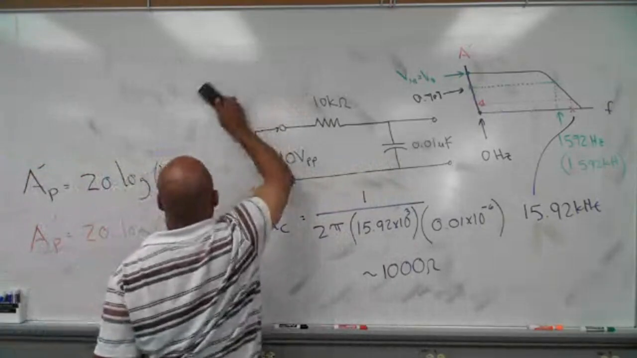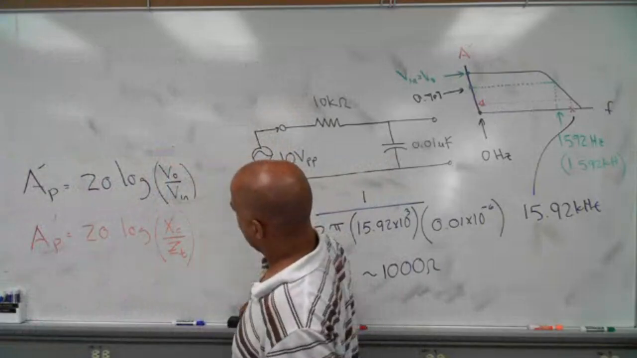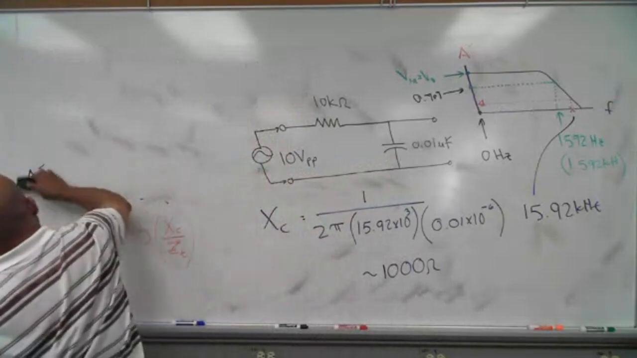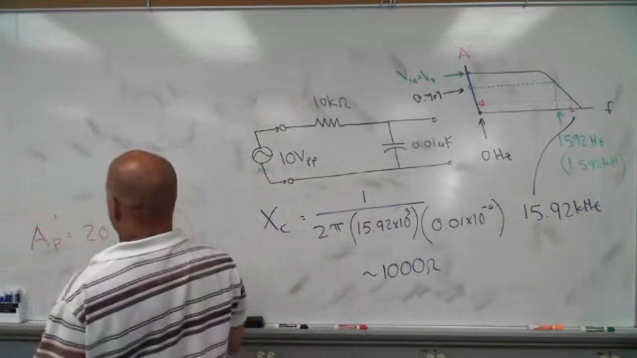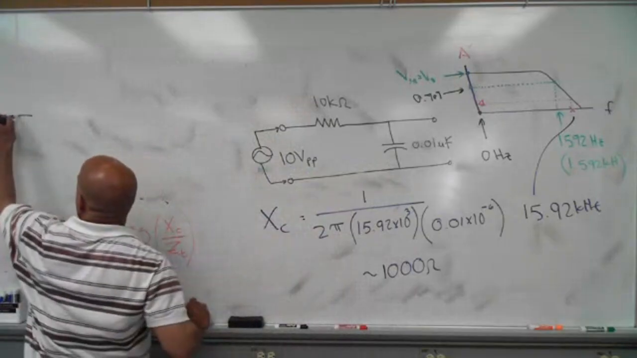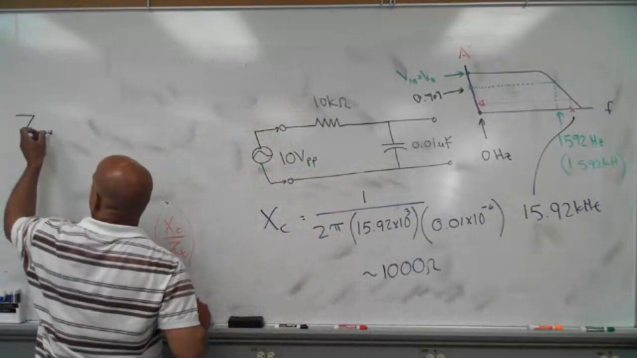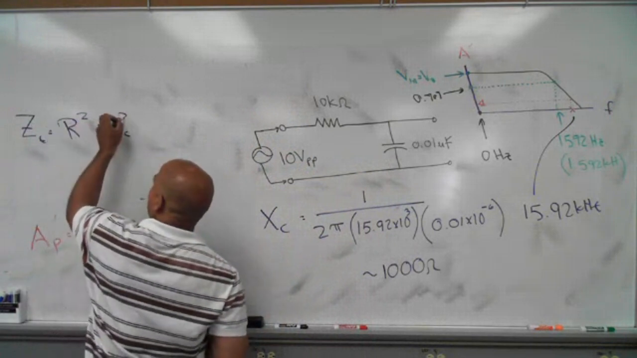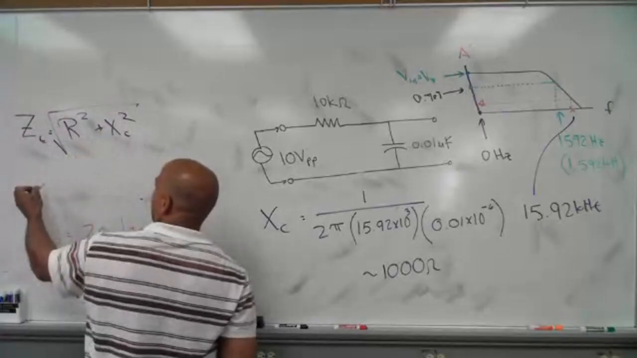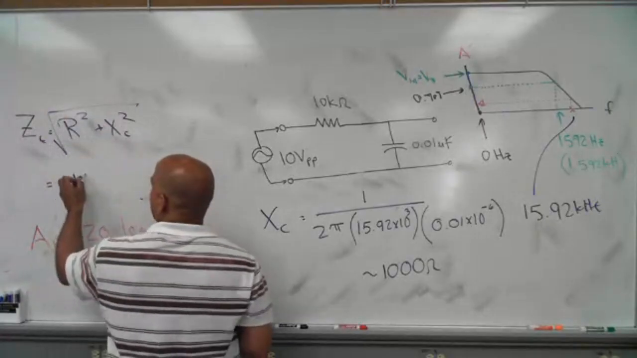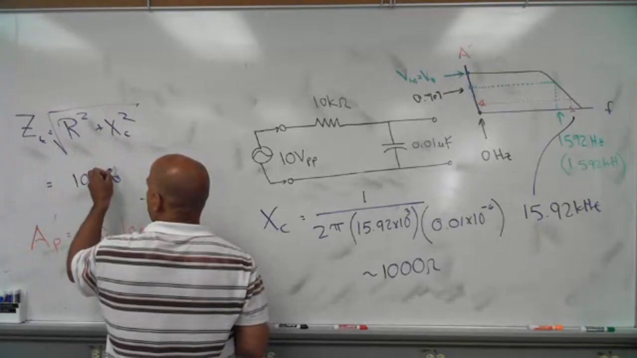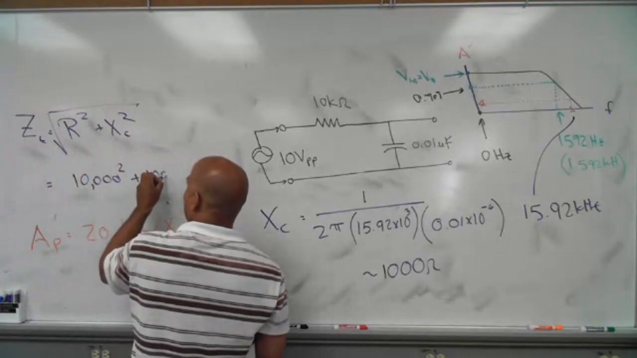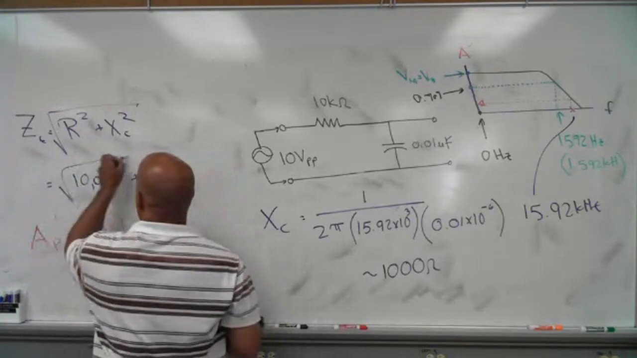Let's figure out that number. All we've got to do is get the denominator, ZT, and we're good to go. You know from other lectures that ZT is just going to equal the square root of R squared plus XC squared. So I take my R, which is 10,000, and square it, plus the 1,000, and square it, and take the square root of it.